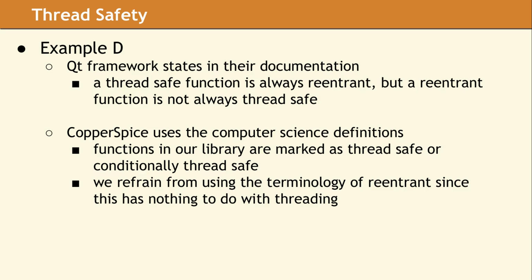As an example, the QSharedPointer class is actually conditionally thread safe, which means two different shared pointers can be altered by different threads at the same time. This is necessary to use this class in a multi-threaded program. When the Qt framework says this class is reentrant, they are not addressing the question of thread safety.